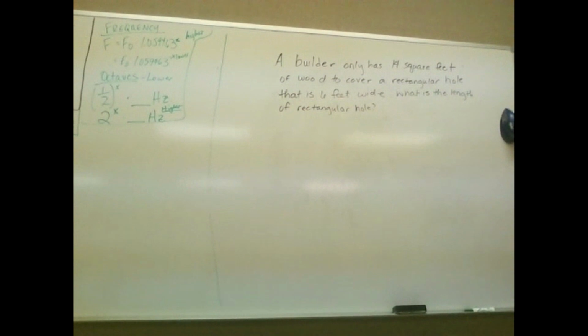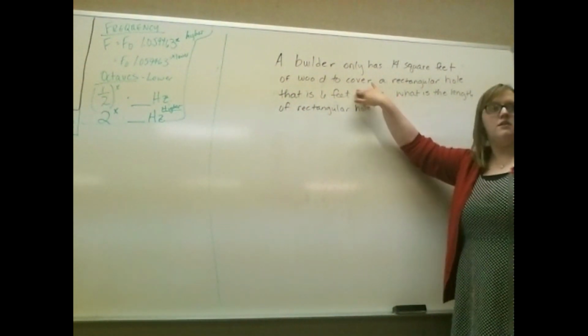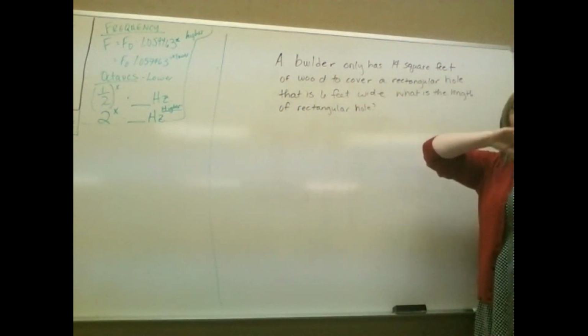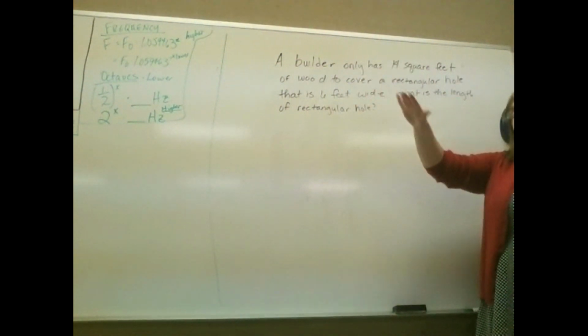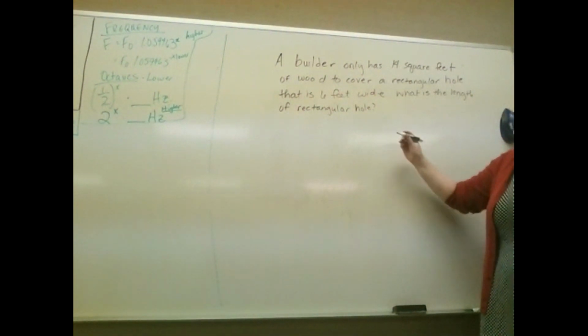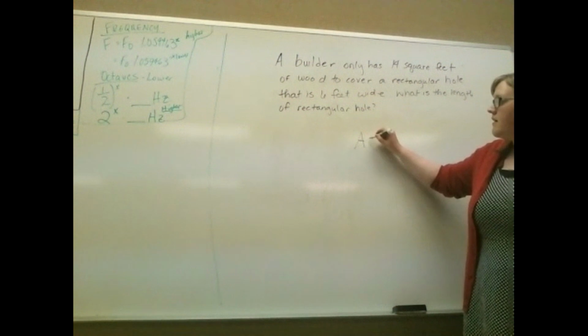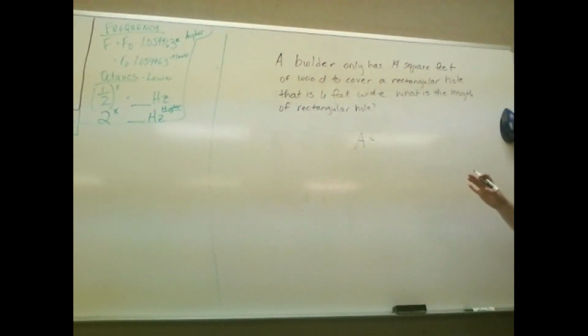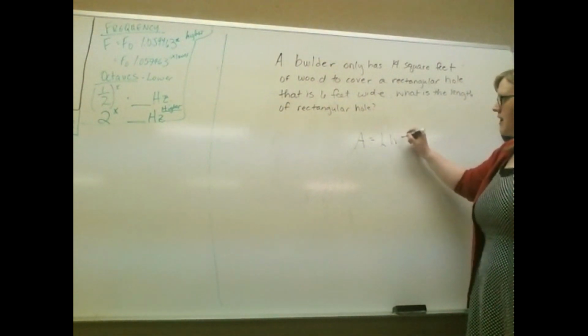All right, so first thing we know, since he wants to cover it, we're looking for the area. It doesn't say go around it, it says cover it. So we only have 14 square feet and we need to cover it, so we know we need to look at area. They also tell us it's a rectangular hole. And we talked about at the beginning, the formula for area of a rectangle is length times width. So I'm going to write length times width.